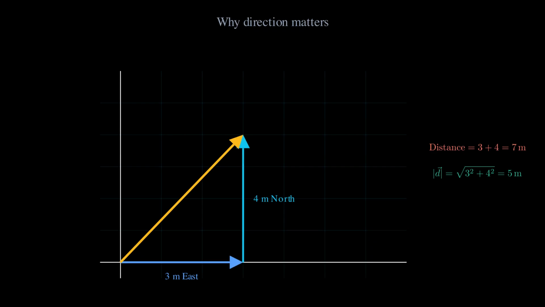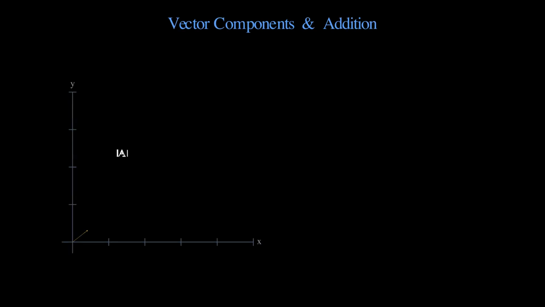Vectors are drawn as arrows. The length of the arrow represents the magnitude. The direction of the arrow represents the direction. In mathematical notation, vectors are written in bold or with an arrow above the symbol. The most practical way to work with vectors is to break them into components.